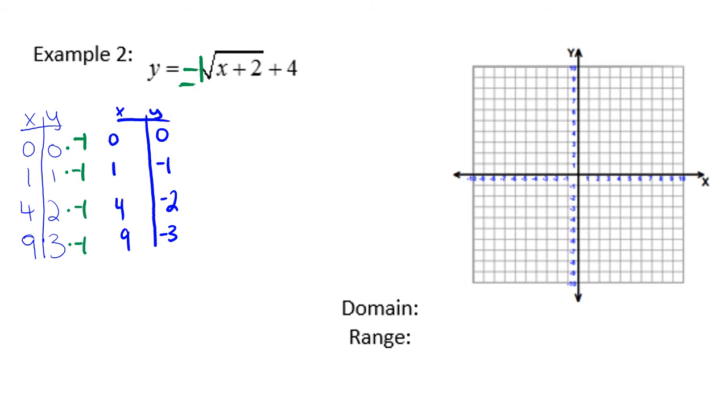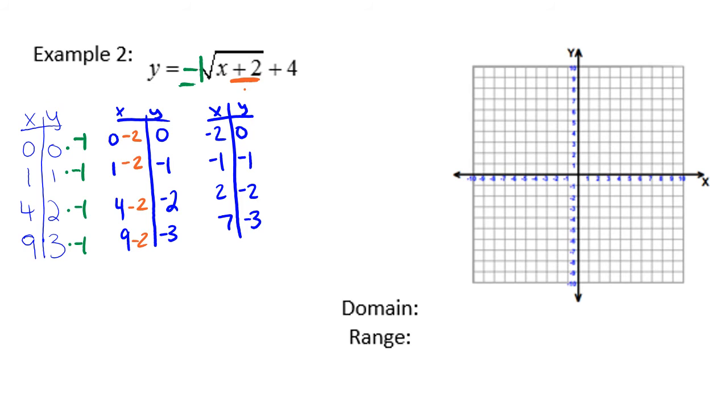Let's take a look at our next value, +2. It's under the radical, so remember that this is our horizontal shift, but we want to do the opposite sign. So I'm going to take every x value and subtract 2. That creates our next table of -2, 0, -1, -1, 2, -2, and 7, -3.